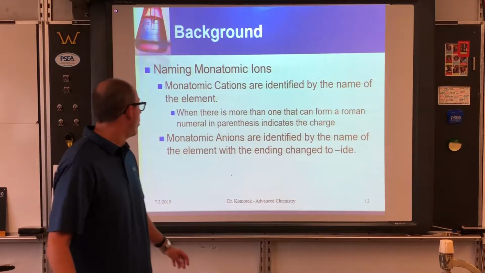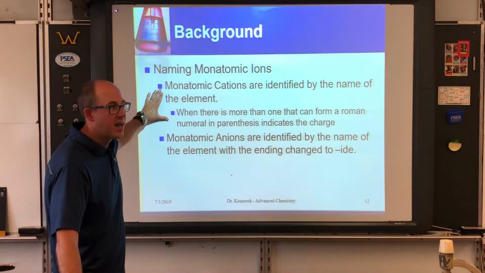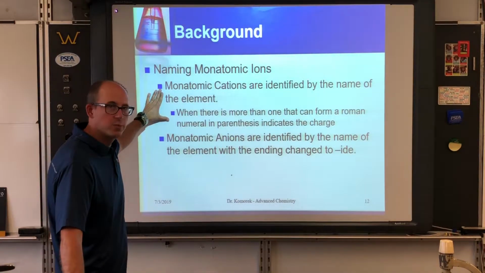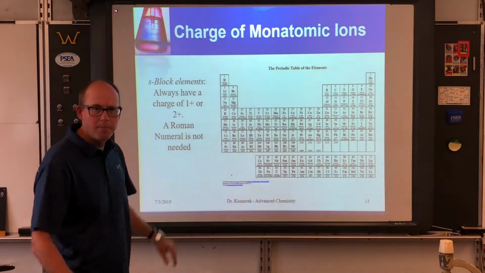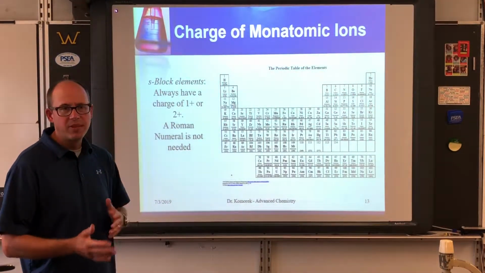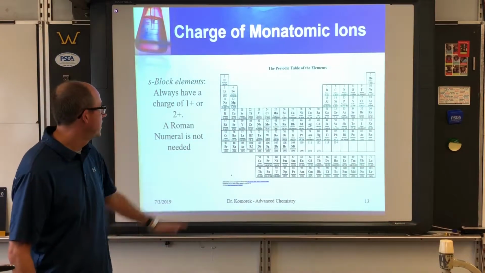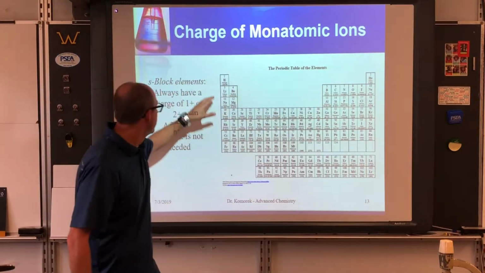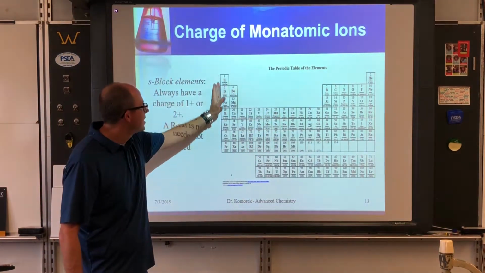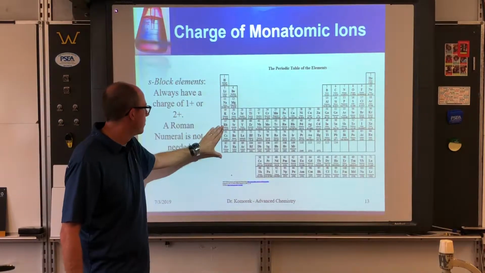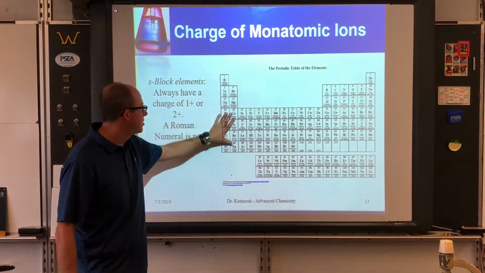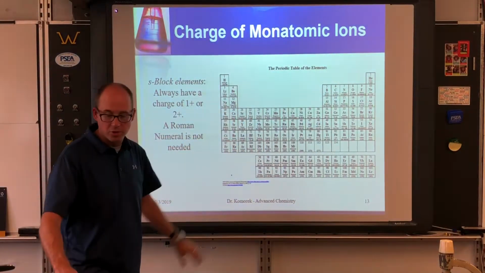Now, for our monatomic cations, yes, the names of the elements stay the same, but often there's more than one form of ion, in which case we use Roman numerals. Now, looking at the periodic table, some of the elements we can figure out their charges pretty easily. For example, in the S block, which is this column, and helium. In the S block, when they become ions, they lose 1 electron, so they always become 1+. In the second column, they lose 2 electrons to become 2+. For these 2 columns, we do not need Roman numerals.